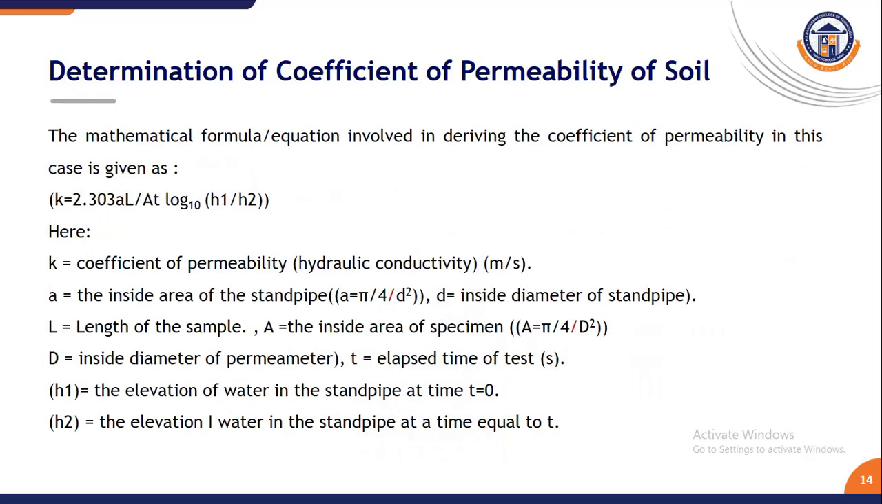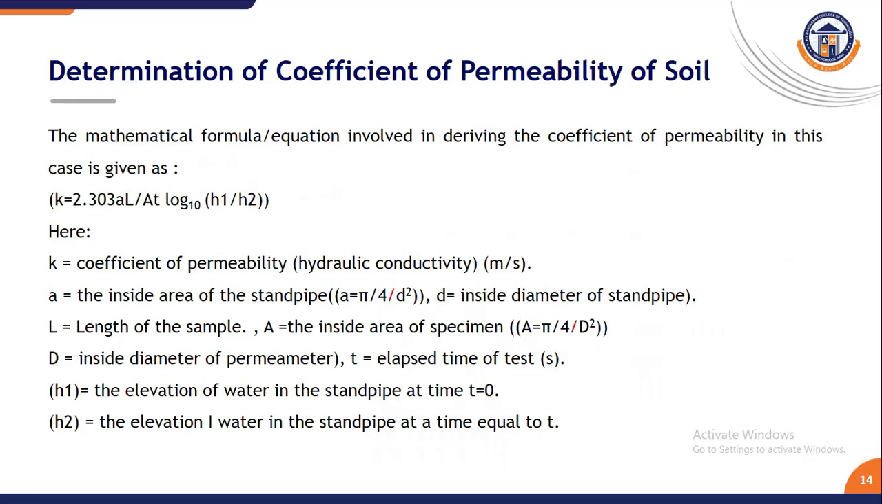This formula is used for the falling head method. K is equal to 2.303 AL divided by AT log base 10 of H1 by H2. Here K is the coefficient of permeability measured in meter per second. a is the inside area of the standpipe, a is equal to pi by 4 d square, and d is the inside diameter of the standpipe, and L is the length of the sample.